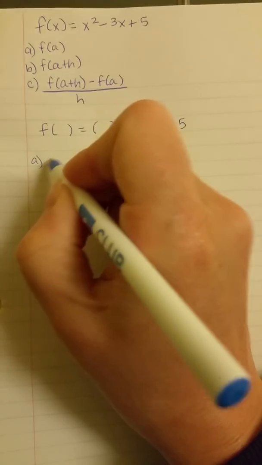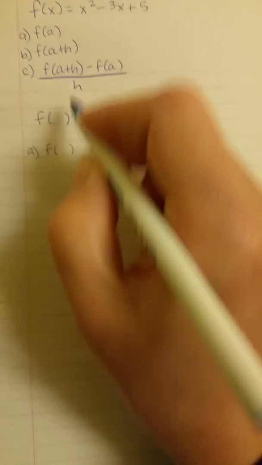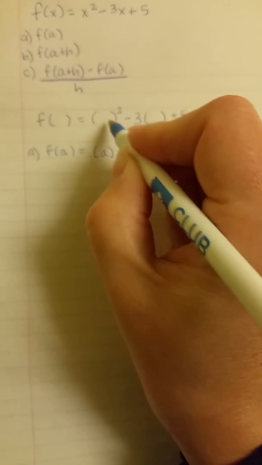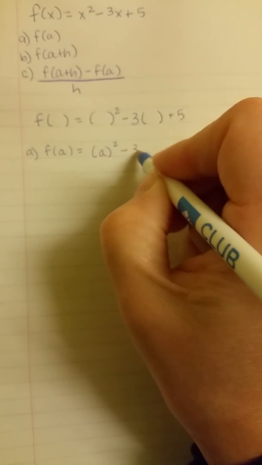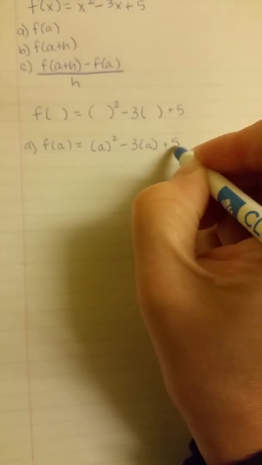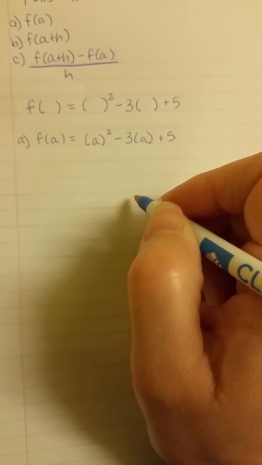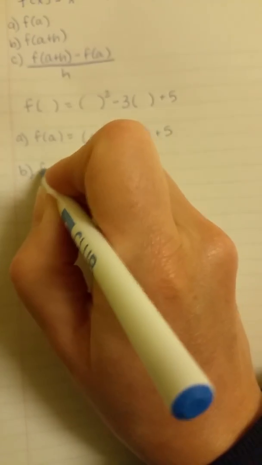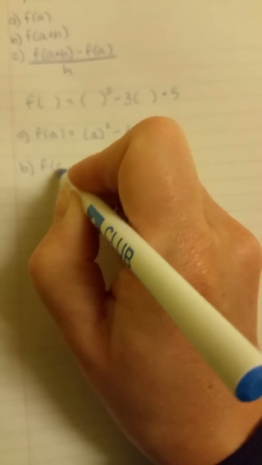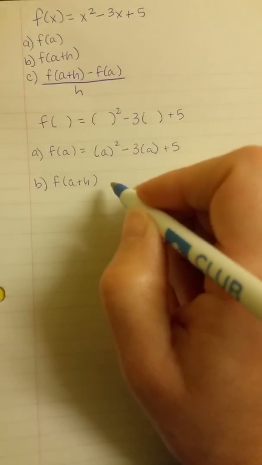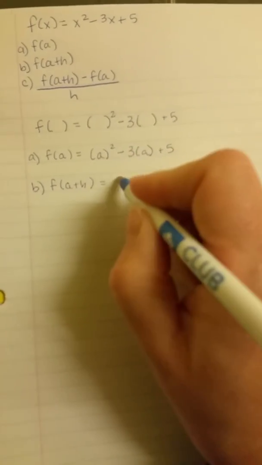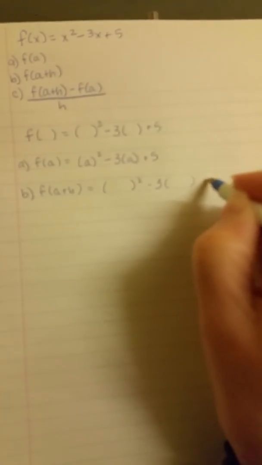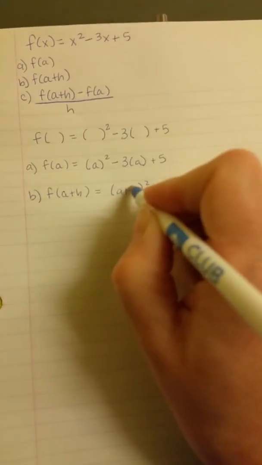So part A, I want f of a. I'm going to plug in the A in here, and then A again into that one. So I'm putting an A in every set of parentheses, A again, plus 5. I can just leave this one for now because I'm going to use it later. And then for part B, I'm still using this format, but what I'm plugging into those parentheses this time is A plus H. So I've got my parentheses squared minus 3 parentheses plus 5, and I'm plugging in A plus H every time.